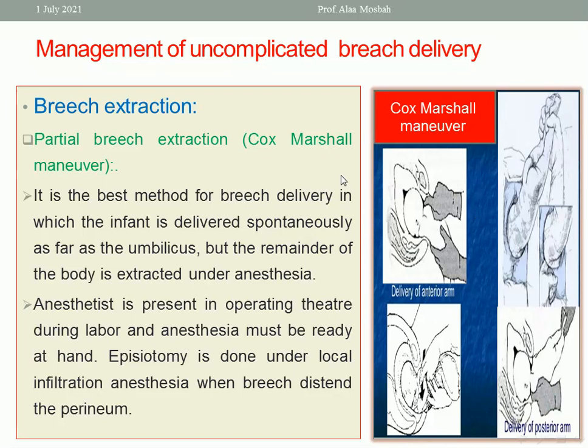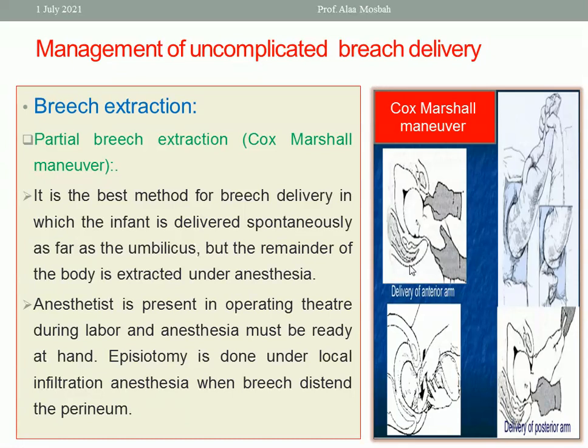What about the breech extraction? We finished the spontaneous breech delivery and assisted breech delivery. Then we have partial breech extraction and complete breech extraction. Here the doctor delivers the shoulder and the aftercoming head under anesthesia. Okay? This is called the Cox-Marshall maneuver. The infant is delivered spontaneously as far as the umbilicus, but the remainder of the body is extracted under anesthesia.